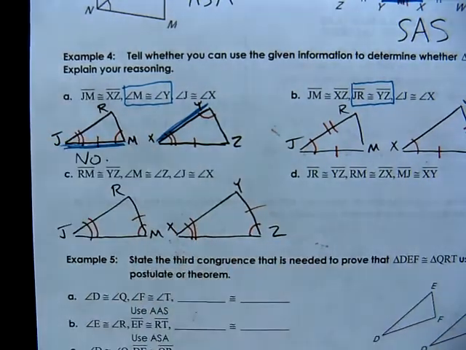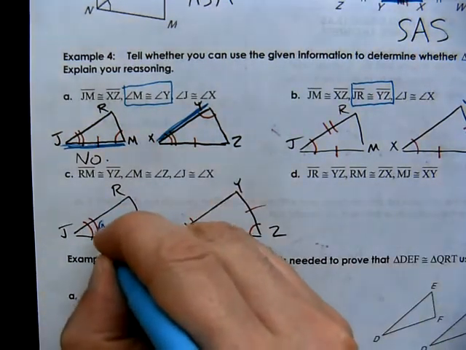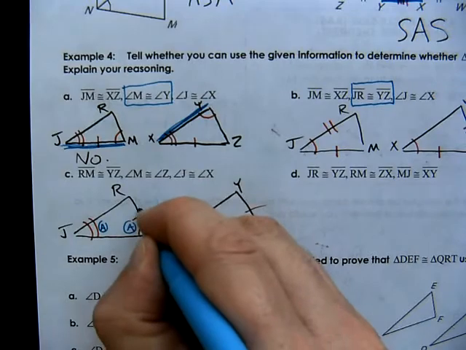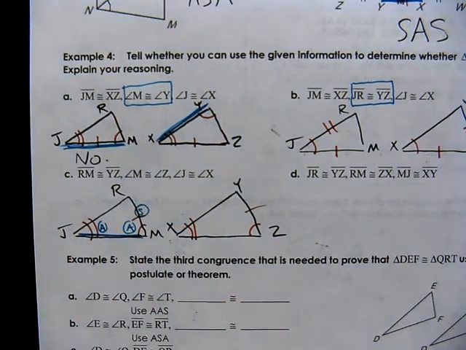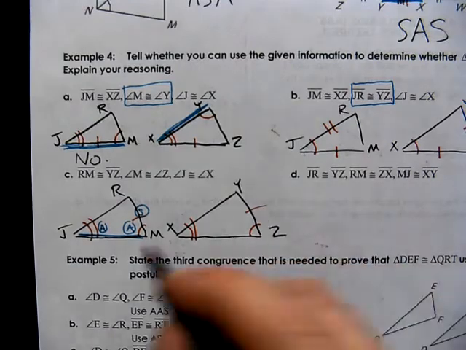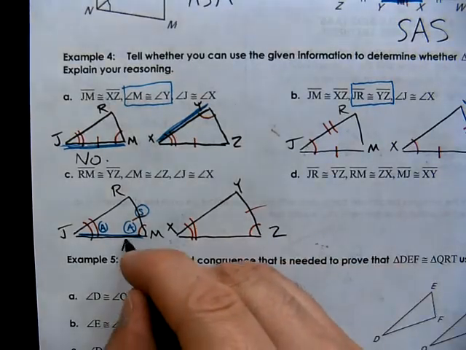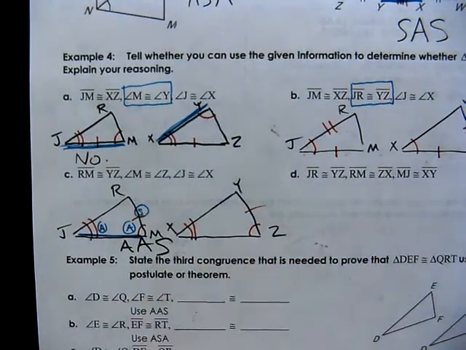So they are in the corresponding locations, and here we have an angle, angle, and the side is not between the two marked angles. So the answer is yes, we can show that triangles are congruent. The reason is it's the angle, angle, side pattern.